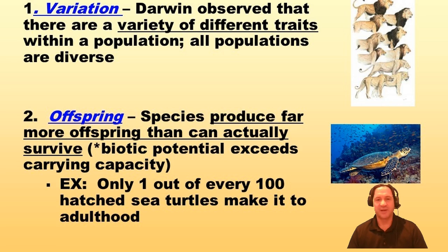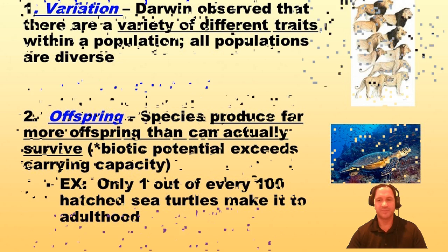Number 2, offspring. Species in the wild produce far more offspring than can actually survive. And if you remember from ecology, that means the biotic potential exceeds the carrying capacity of the ecosystem. For example, in sea turtles, when the mother sea turtle lays eggs, on average, only 1 out of every 100, so about 1% of those little hatchlings, actually make it to adulthood to have baby sea turtles of their own. So the vast majority of offspring in the wild do not survive to reproduce.